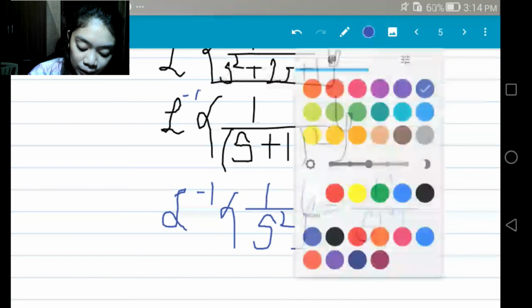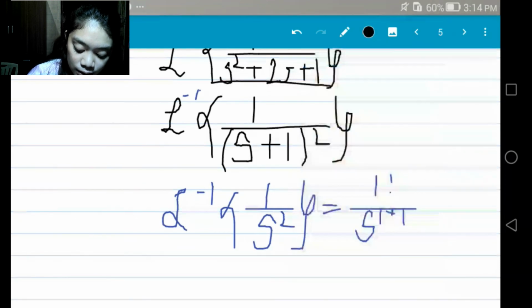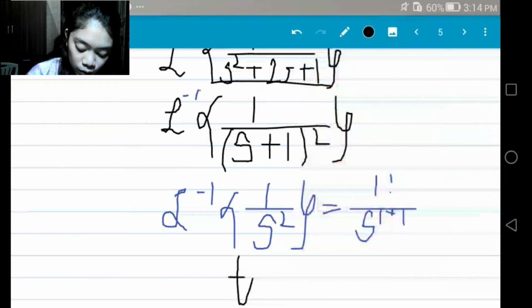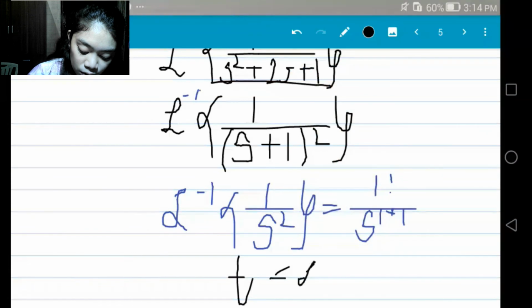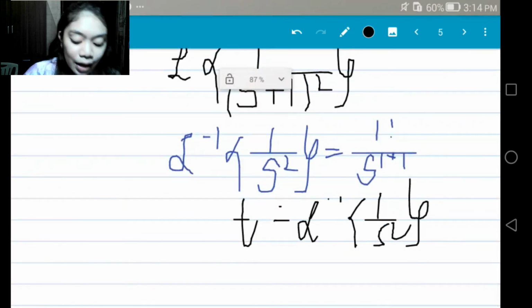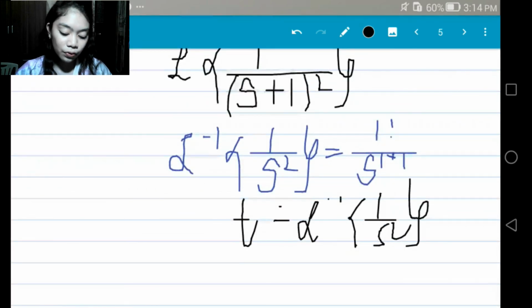So given that it is 1 factorial over s raised to 1 plus 1 and our n is 1, our Laplace inverse of 1 over s squared is equal to t raised to our n, which is 1. So it is simply t. So this is the Laplace inverse of 1 over s squared. But that is not what we are trying to find. We are trying to find the Laplace inverse of 1 over s plus 1 squared.